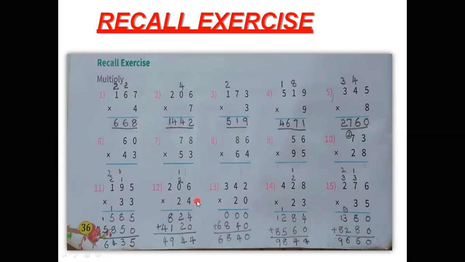Same way here also, 206 into 24. So here also same thing. First, with the number in the ones place we have to multiply, and next with the number in the tens place you have to multiply. So 206 first you have to multiply by 4. So what you will get now? 4 6s are 24. So 2 we will carry here and 4 we will write. And 4 zeros are 0. 0 plus 2 is 2. 4 2s are 8.